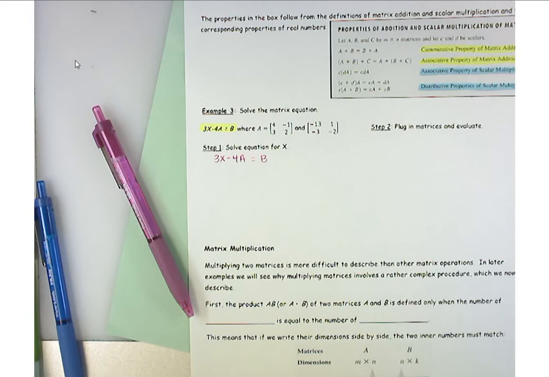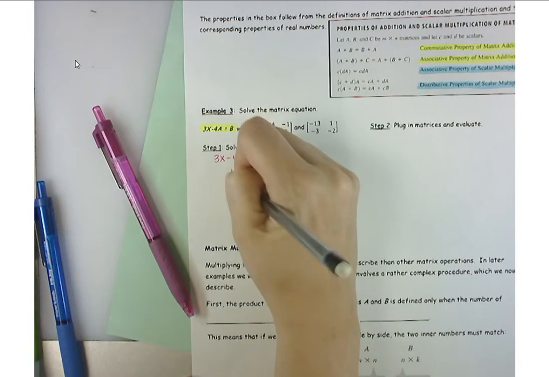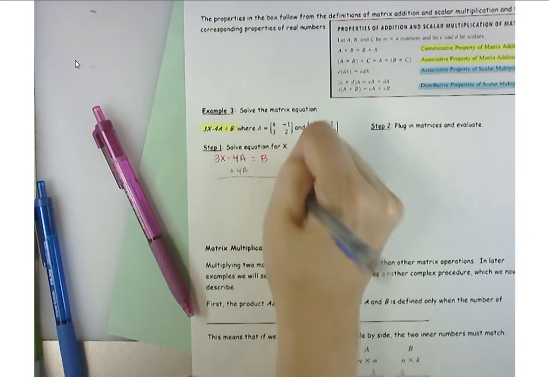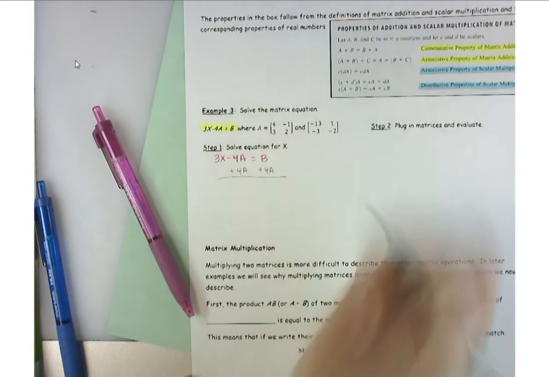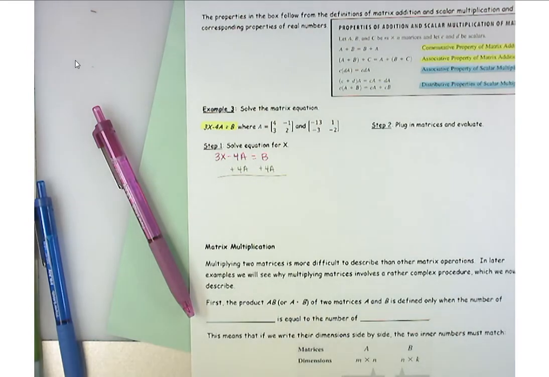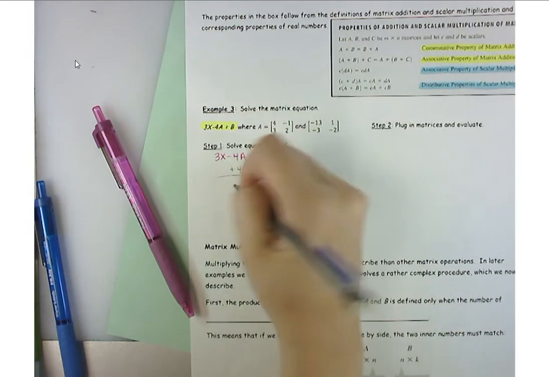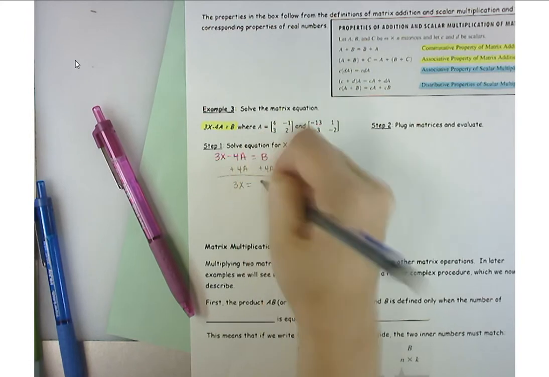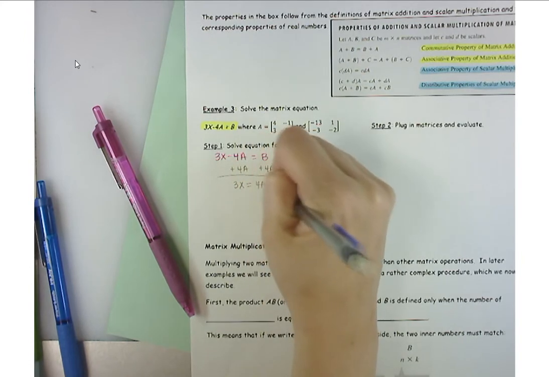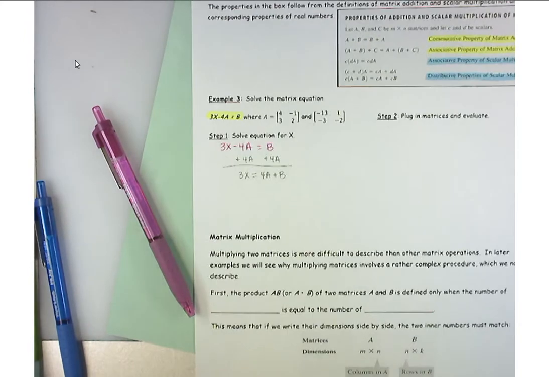First step, Isabel, what did you do first? Okay, good. So we're going to add 4a to both sides. Now, because this is commutative, you can decide the way that you want to write this out. So I'm going to write it as 3x equals 4a plus b. But if you write it as b plus 4a, that's perfectly fine.